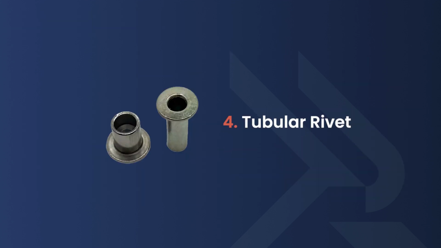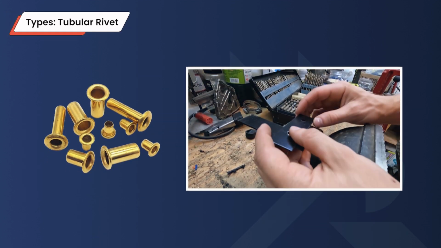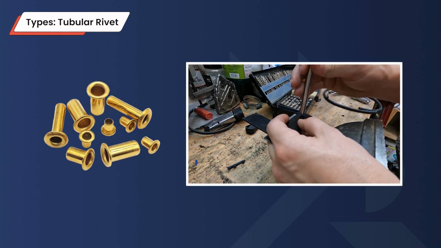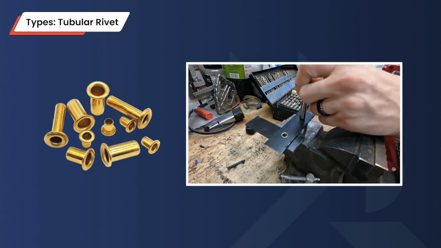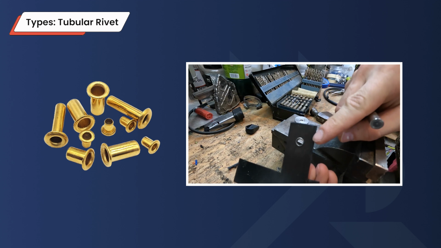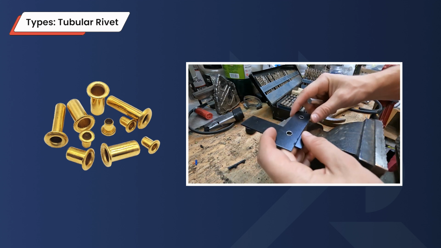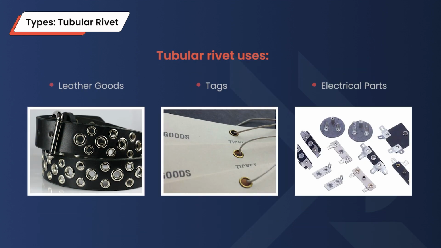The fourth type is the tubular rivet. A tubular rivet has a hollow shank. Because the shank is hollow, it needs less force to form during installation. This makes it useful for light-duty products, materials, and high-volume assembly. You may see tubular rivets in leather goods, tags, electrical parts, and small consumer products.